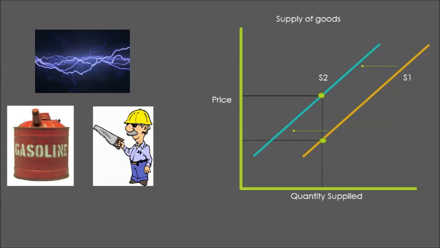These can be anything from energy, such as electricity or gasoline costs, to labor costs in the form of workers' wages. If the cost of one of these components increases, the supply of goods will decrease, since more of the money used to produce goods will have to be allocated towards these input costs.